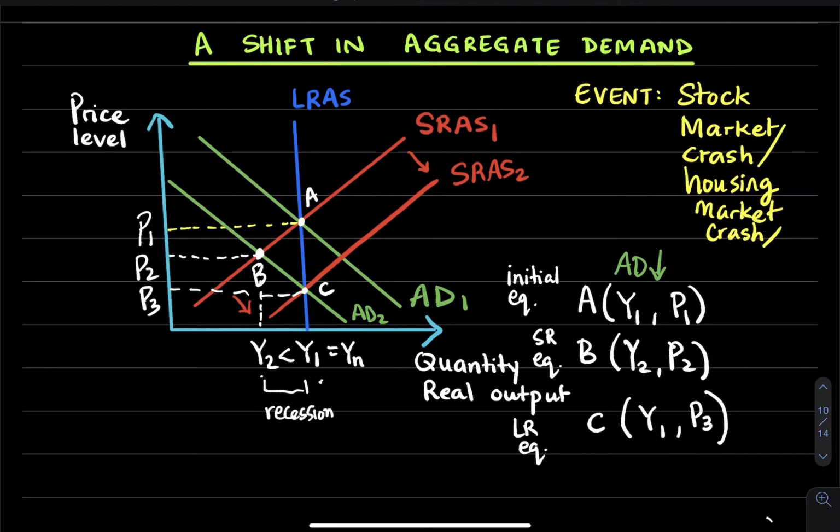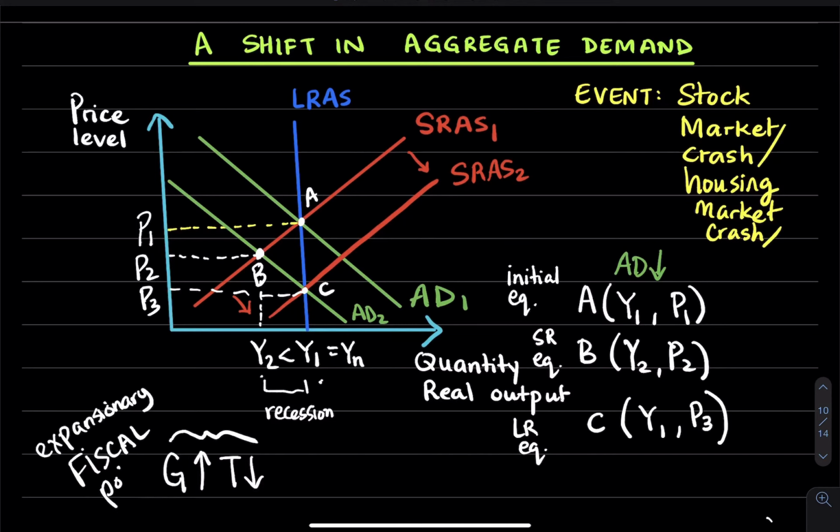The aggregate demand curve can shift back to AD1 if there was an increase in government spending or a cut in taxes. So this is sort of the fiscal response. This is expansionary fiscal policy. Expansionary refers to a policy that would expand the output. So expansionary fiscal policy would be something like this, where the government spends money or it cuts taxes in order to stimulate demand.